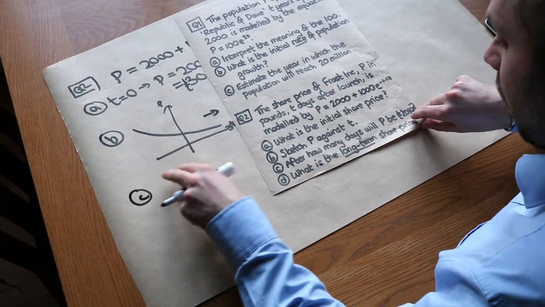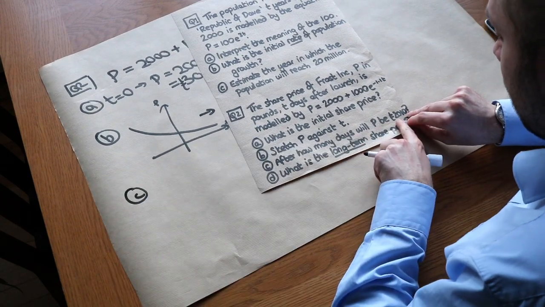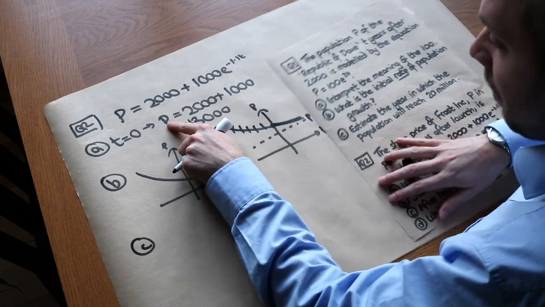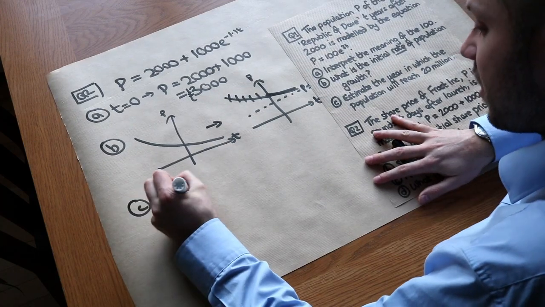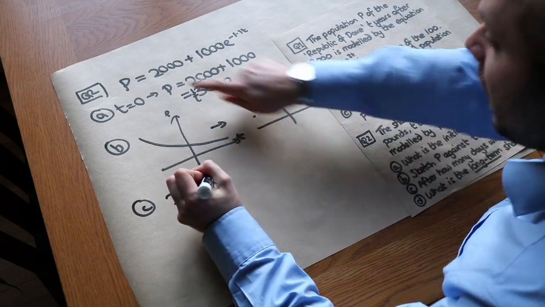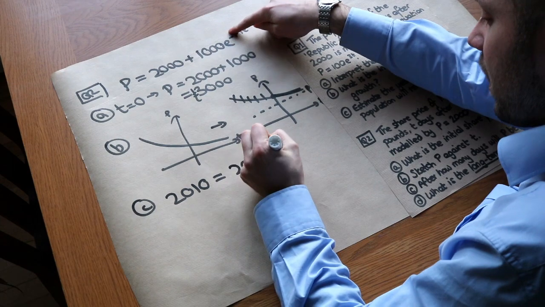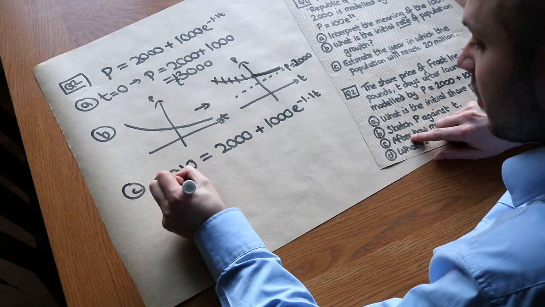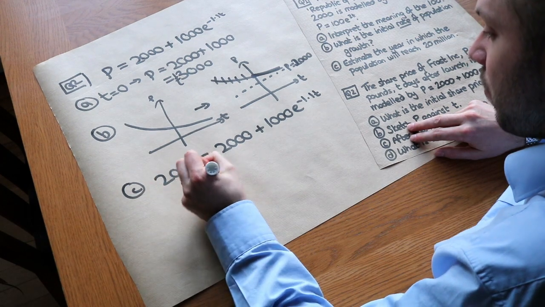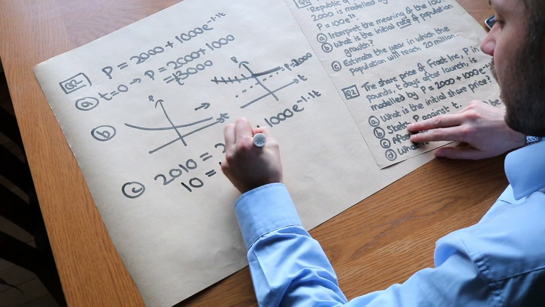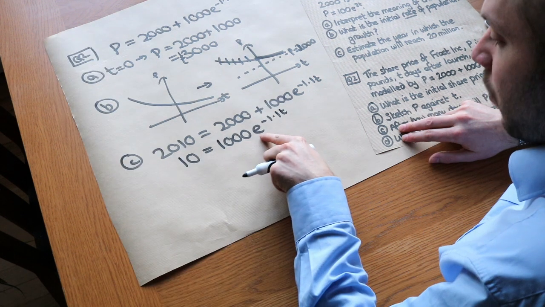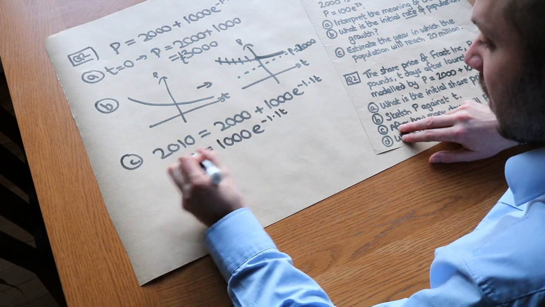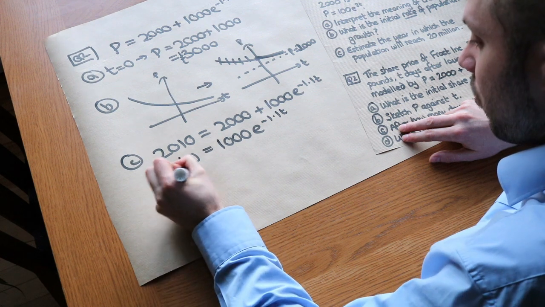Then C, after how many days will P be £2010? So here we want the share price P to be equal to 2010. So we just make that equal to this expression for P here, the share price. And then we just have to solve it. So if we minus 2000, we get 10 is equal to 1000 e to the minus 1.1t. Then we don't want this 1000 in front of the exponential term, so we divide both sides by 1000. 10 divided by 1000 is 0.01.